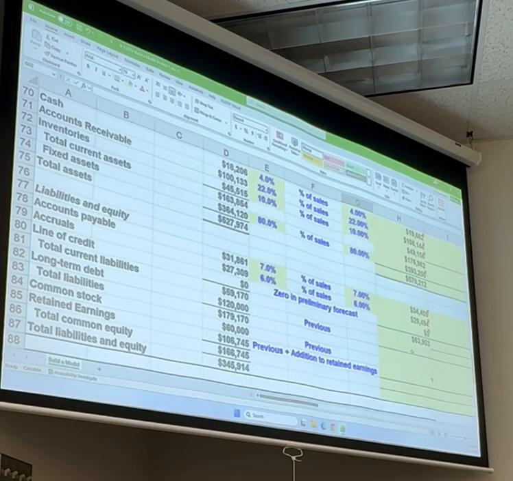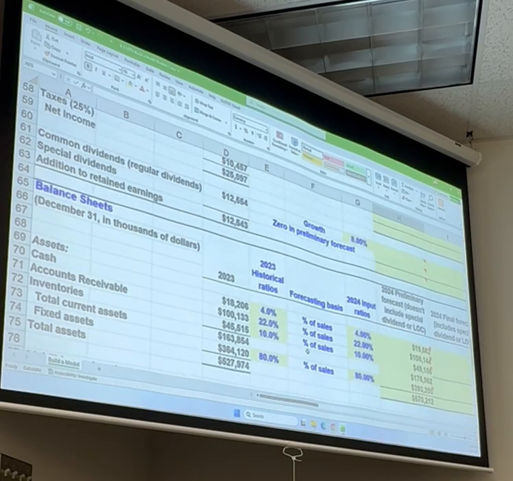Okay, so our long-term debt is equal to the previous amount of long-term debt. Okay, so we just carry that over. Okay, then our total liabilities, current liabilities plus long-term debt. Okay, our common stock is equal to the previous number. Okay, so our retained earnings are gonna be equal to the previous plus the addition to retained earnings.